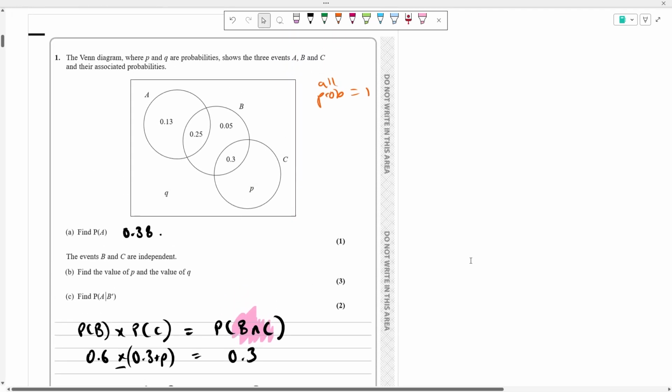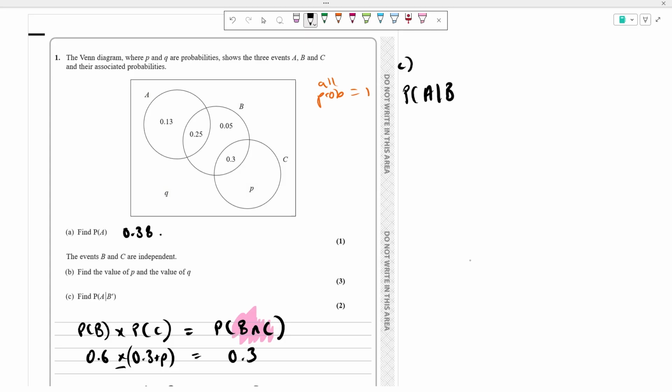Part C. Now I would recommend that you use a formula for part C. You can do it without, but with a formula I think it just stays consistent and accurate. The formula for probability of A given B is given to you in the formula booklet, but I don't really like the way it's given. It's a really complicated version. So I would recommend that you just remember this: probability of A and B divided by probability of B for A given B. In this case, the question is asking for A given B prime.